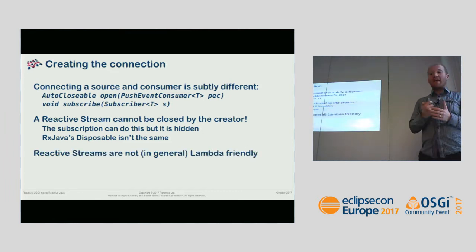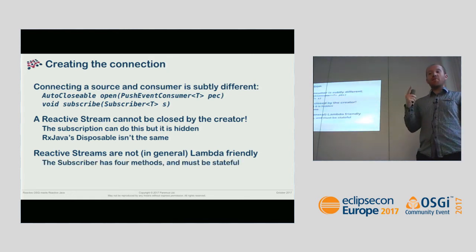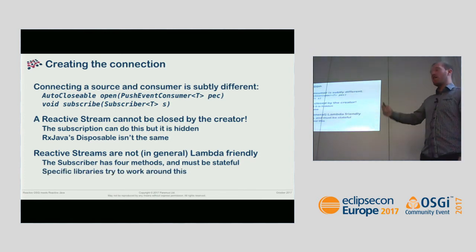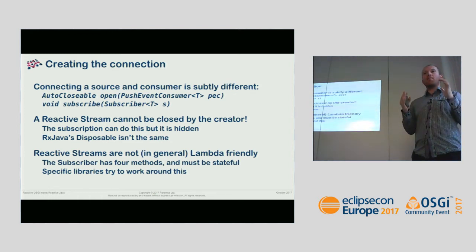Also, as you saw, in general, a reactive stream is not Lambda friendly. The subscriber has 4 methods and it actually has to have state because it stores its subscription, which is injected into it after it's been created. Now, it doesn't change, but it is something that can't be final because it's not added at construction time. So specific libraries try to work around this. It's why you saw on the observable, you had the ability to register separate lambdas that aren't subscribers. But it means that actually the base API isn't very friendly.